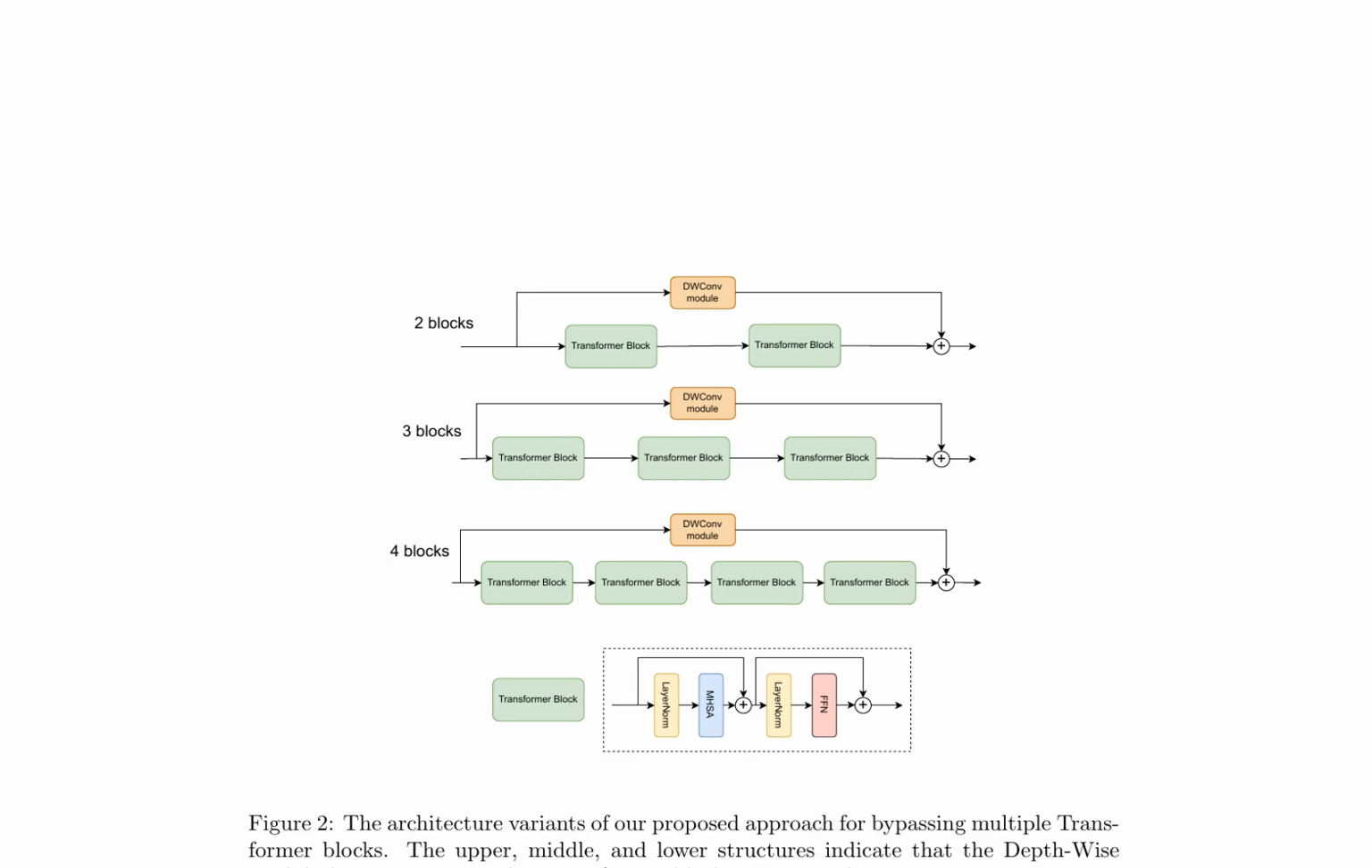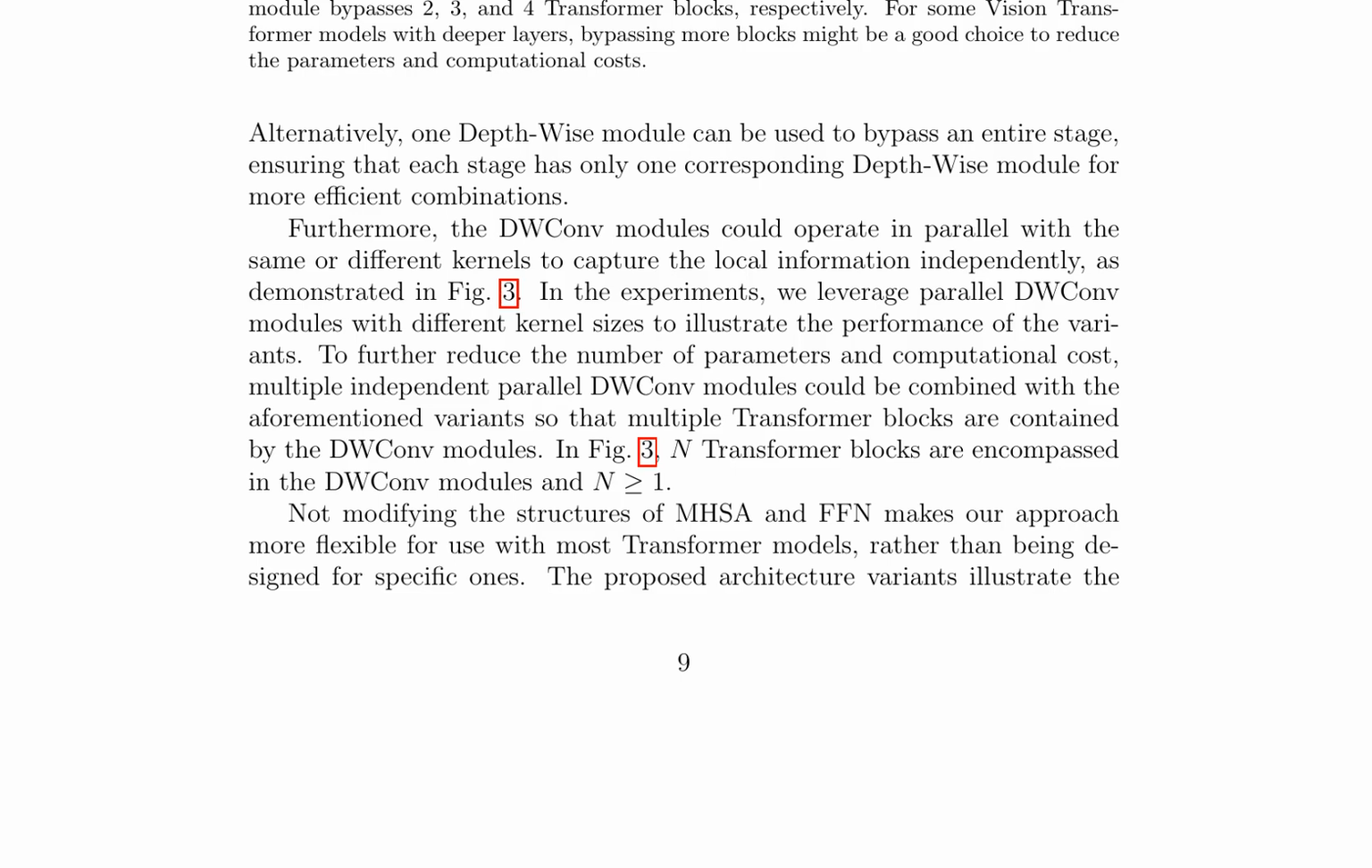The DW-conv module can bypass 2, 3, or 4 transformer blocks, as shown in Figure 2, and can be used to bypass an entire stage, ensuring each stage has only one corresponding DW-conv module for efficient combinations. Additionally, multiple independent DW-conv modules can operate in parallel with the same or different kernels to capture local information independently, as demonstrated in Figure 3. The approach does not modify the structures of the multi-head self-attention (MHSA) and feed-forward network (FFN) modules, making it more flexible for use with most transformer models.